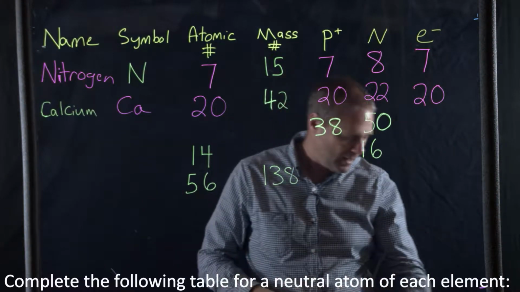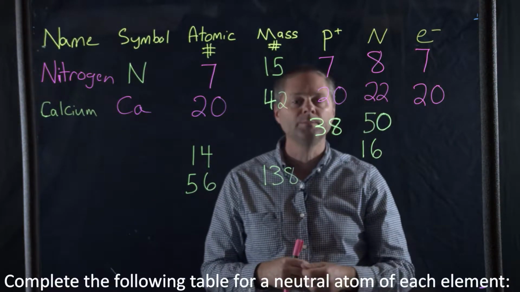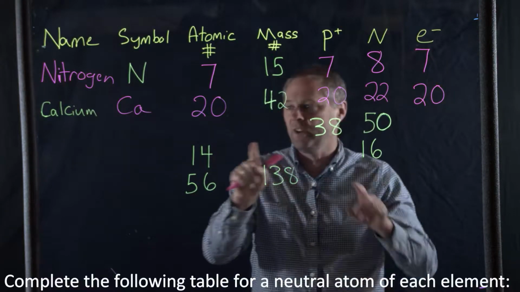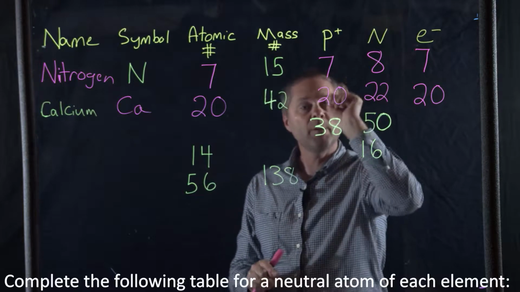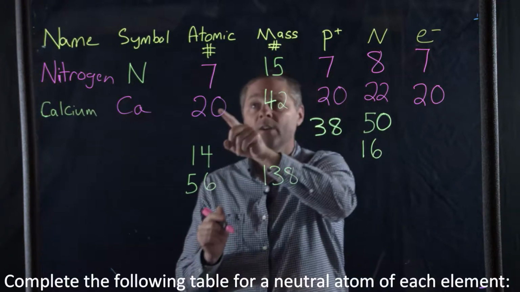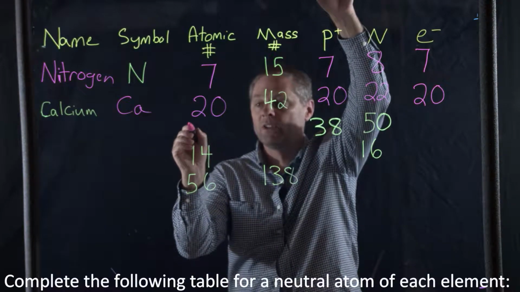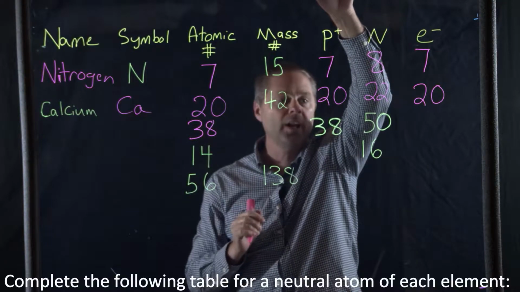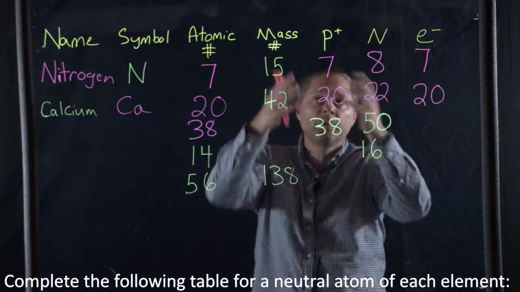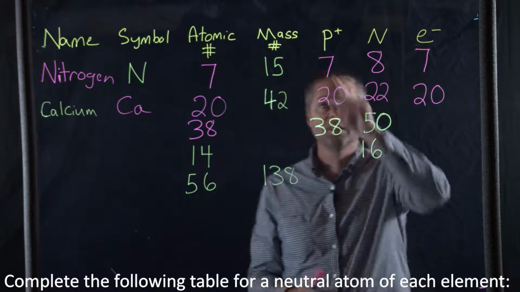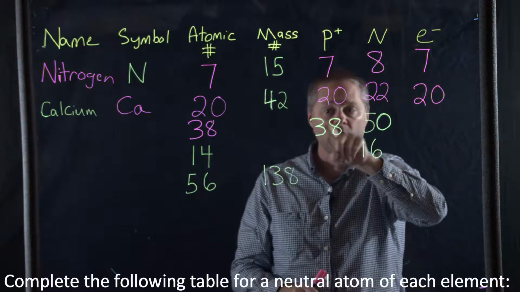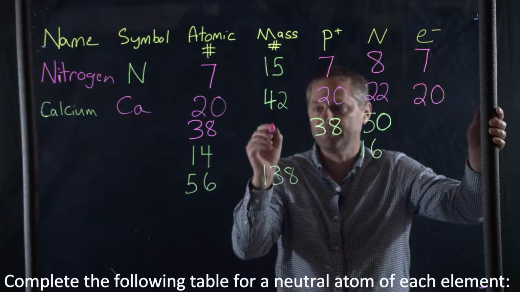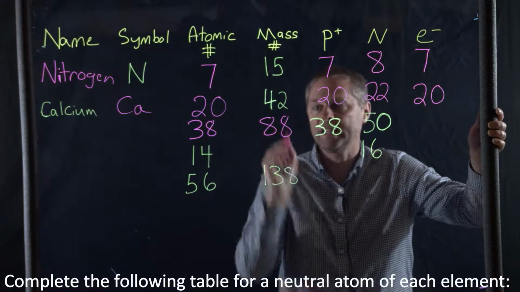All right. Now it gets a little bit more difficult. What we see here now is we're missing a lot of stuff, but we have the number of protons, and we know that the number of protons is equal to the atomic number. So this is going to be 38. We can fill in the mass number here as well, because the mass number is equal to the number of protons plus the number of neutrons, and 38 plus 50 is going to give us 88.